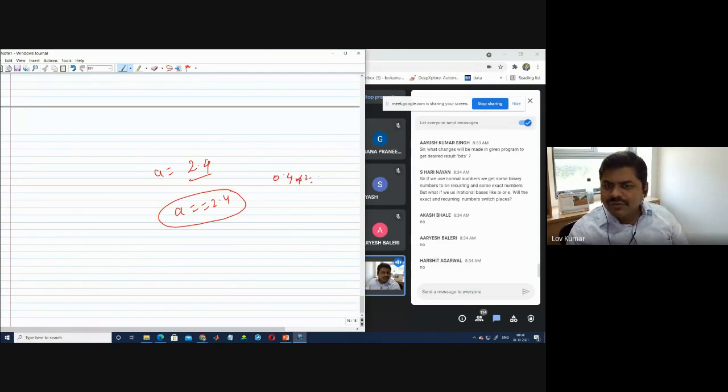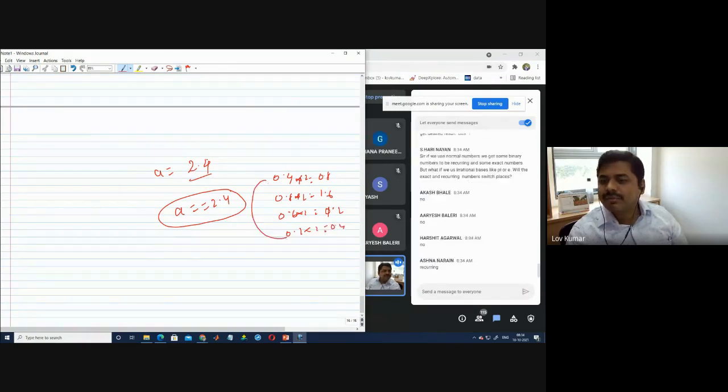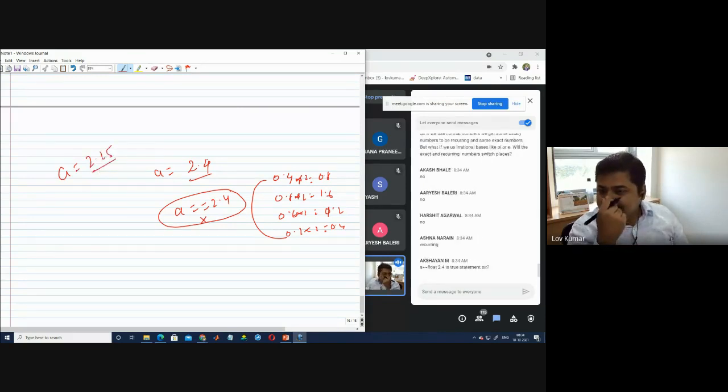0.4 into 2, what will we get? 0.8. 0.8 into 2, we get 1.6. 0.6 into 2, we get 1.2, then 0.2 into 2, we get 0.4. Again, we are getting the same number. If we get this type of pattern, then we can say this is a false statement. But when we write a equal to 2.25, can we say this is a right statement? Yes, this statement is true.